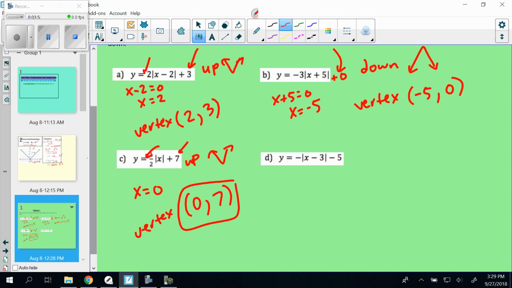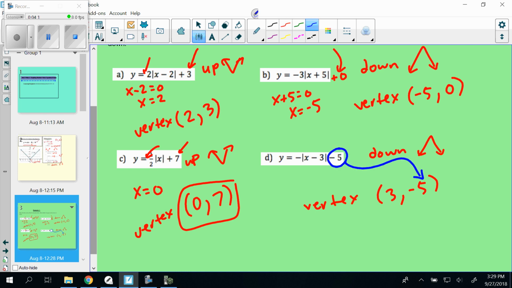Why don't you pause the video and try D and see what you get. All right, let's check it out. This one you should have had opening down because there's a negative in front. And then the vertex on this one, you should have had it as (3, -5). -5 because it's -5 here. And 3 because 3 is the number that makes that equal 0.